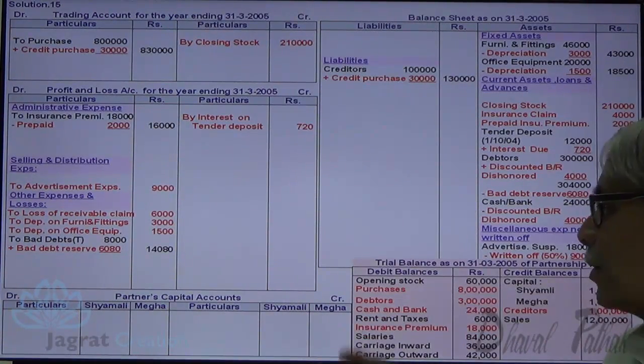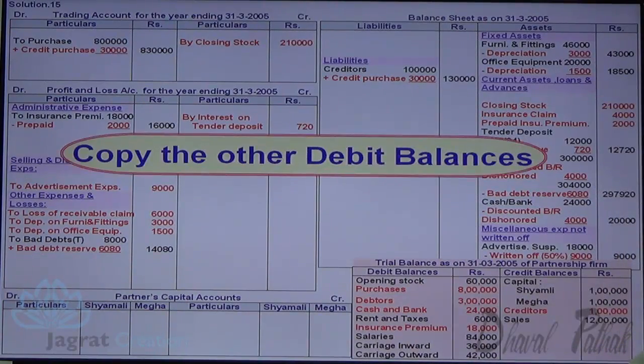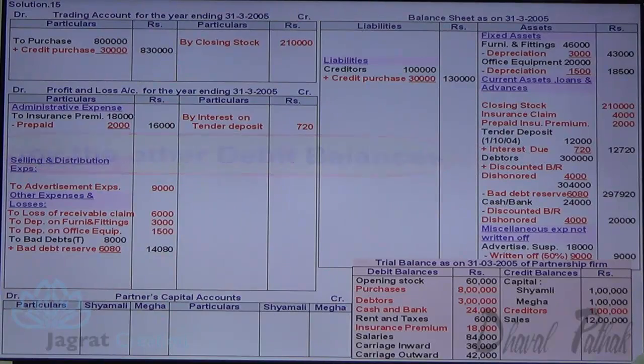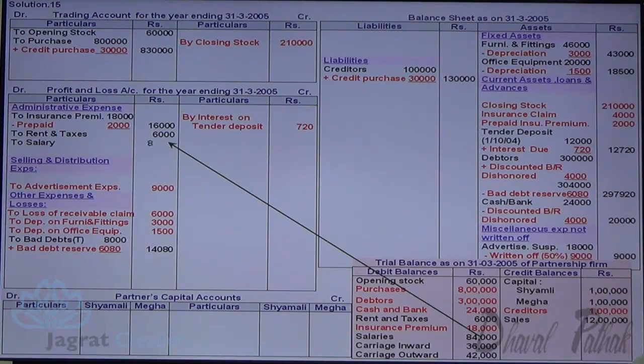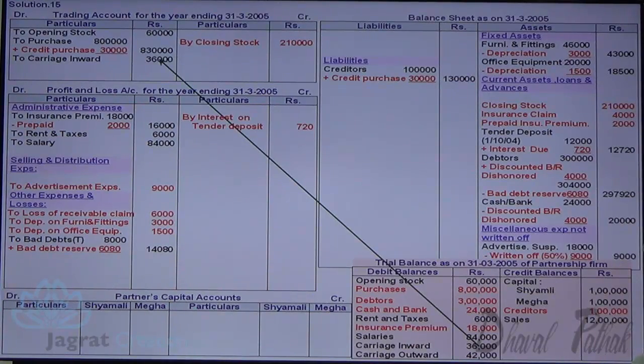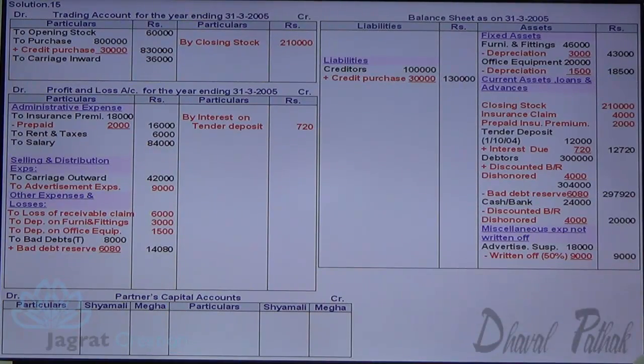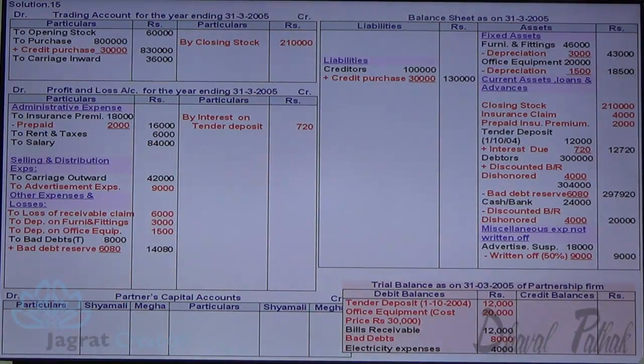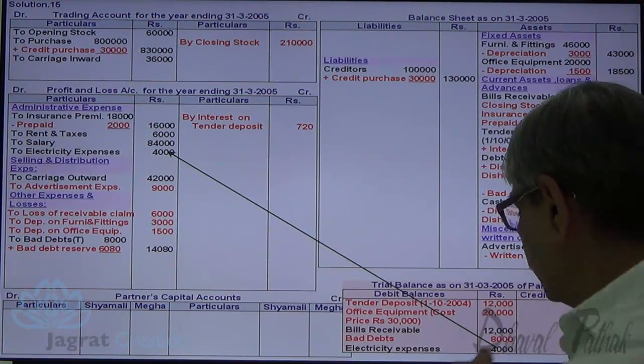Now we have to copy the remaining details from trial balance, copy the other debit balances. Opening stock debited to trading account, rent and taxes debited to profit and loss account, salaries debited to profit and loss account, carriage inward debited to trading account, carriage outward debited to profit and loss account, bills receivable 12,000 appears on the balance sheet asset side, electricity expense debited to profit and loss account 4,000.